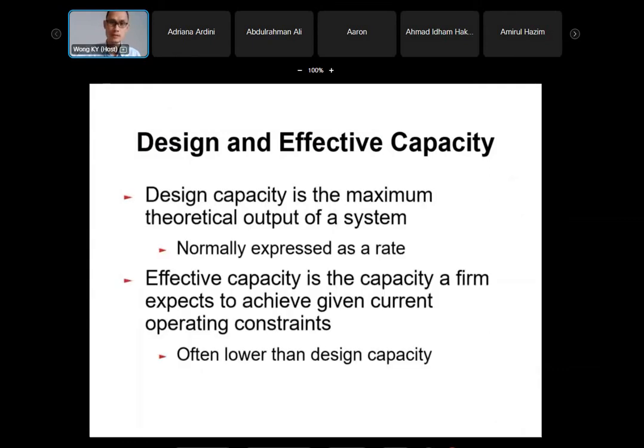There are two types of capacity. First is called design capacity. Second is called effective capacity. Design capacity is the maximum theoretical output of the system. So it's like the ideal theoretical value of a system, the ideal maximum value of a system. Normally, capacity is expressed as a rate. For example, number of products that can be produced per hour, or per day, or per week. So normally, it's expressed as a rate.